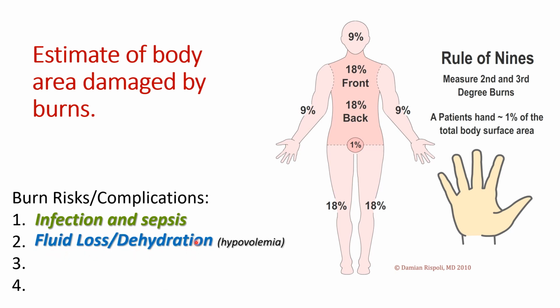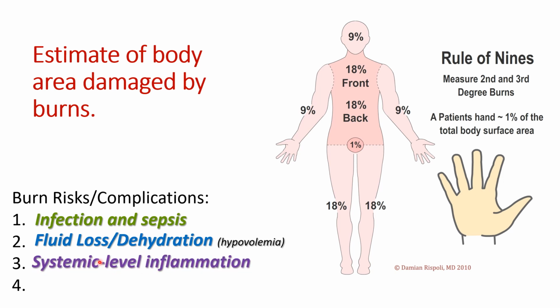Fluid loss, dehydration. Again, the more widespread, the more the risk. Okay. Again, the skin is a barrier to prevent fluid loss, and so if you lose that barrier, you start to lose fluid unintentionally, which can lead to rapid fluid loss and dehydration. We call it hypovolemia of the blood plasma.